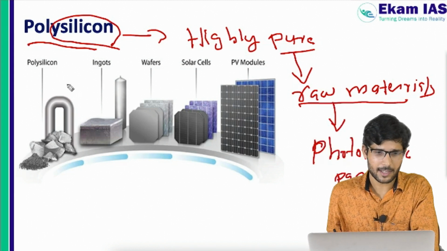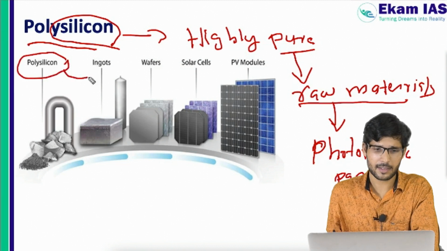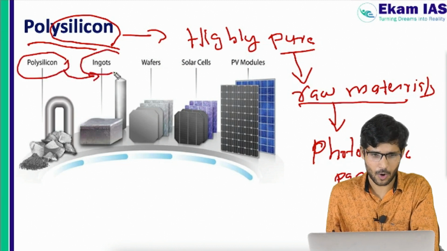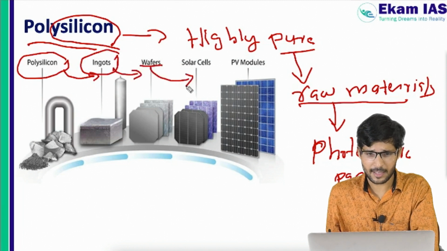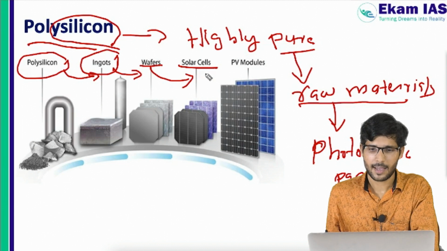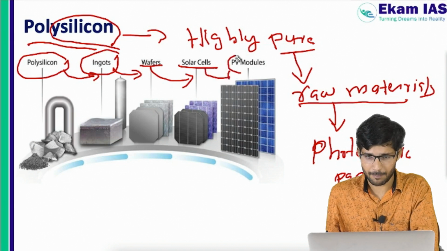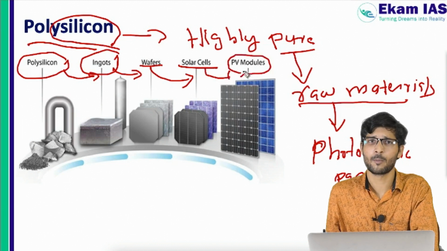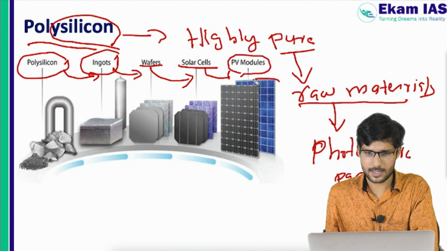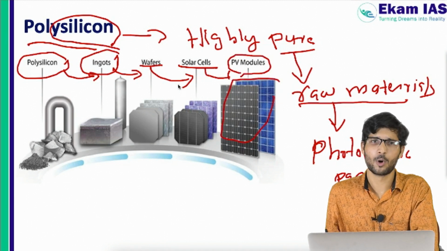You can see that this is polysilicon. This will be melted and converted to ingots, and later these will be converted to wafers, and later that will be converted to solar cells, and the final product is the PV module, that is, the photovoltaic module or solar panel. So that is the importance of polysilicon.